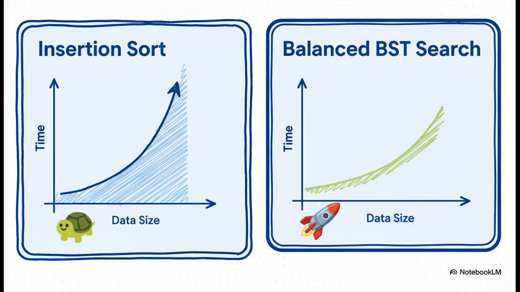We'll take a look at this. On the left, a simple insertion sort has a complexity of O of n squared. What that means is, as your data grows, the time it takes to run gets exponentially worse. It's slow. But on the right, searching a balanced binary search tree is O of log n. That is ridiculously, unbelievably fast. So the key takeaway here is this. Choosing the right data structure isn't just a minor detail. It's the difference between an app that flies and one that just crawls.